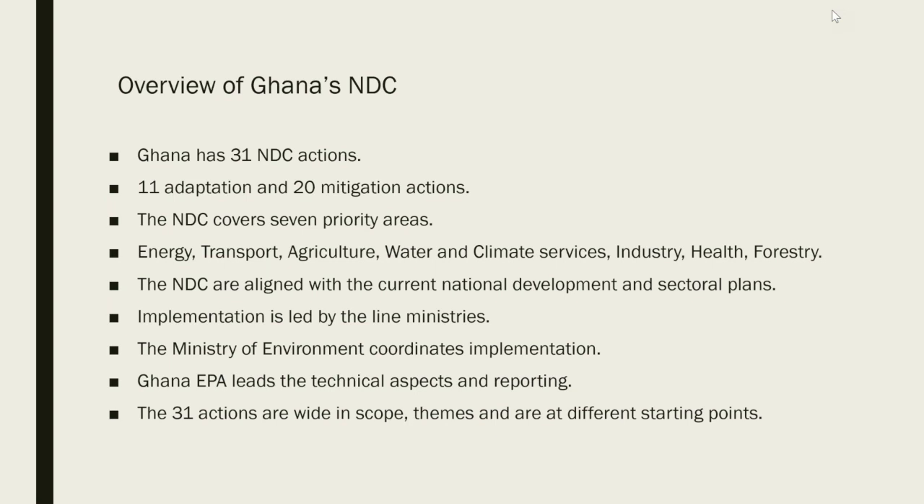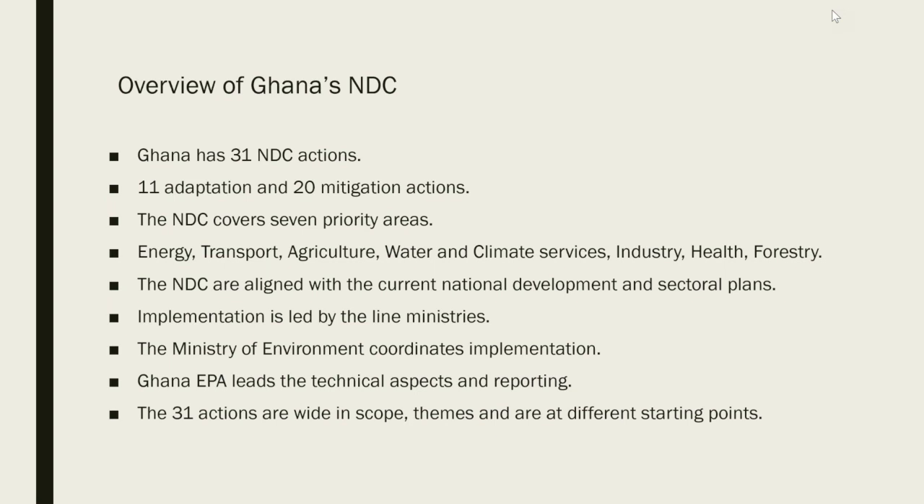The implementation of these 31 actions is led by the line ministries, so they are led by the sector ministries themselves. It is an important point that while the ministries do the implementation, the Ministry of Environment is the one that coordinates the implementation of the NDC actions. The Ghana EPA is responsible for the technical aspects of the implementation of the NDCs, and also the planning and the reporting part of it.